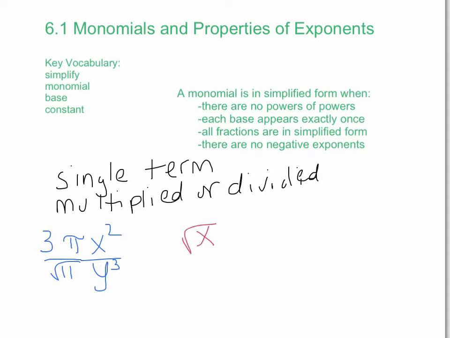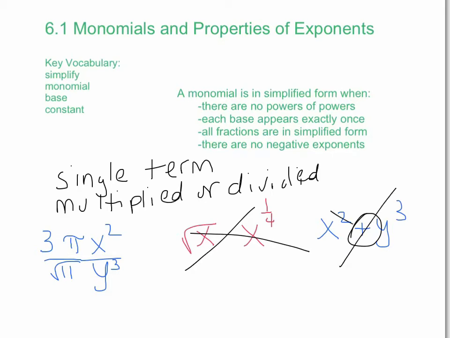You cannot have, I'm trying to think what else would happen. We haven't talked about these yet, but you can't have an x to the 1/4 or any kind of weird fraction exponent, none of that stuff. That is not what we're talking about. Where you're most likely to go wrong is if you see something like x squared plus y cubed. That's not a monomial either because it's got this adding thing right here, so we're not going to do that either.